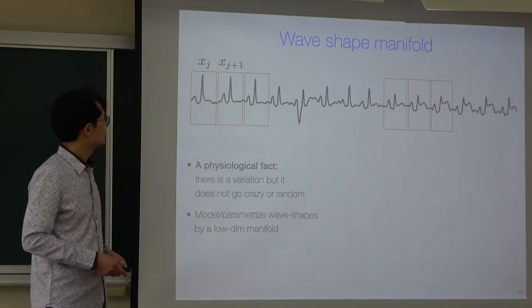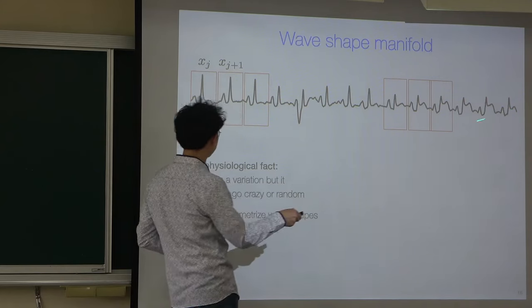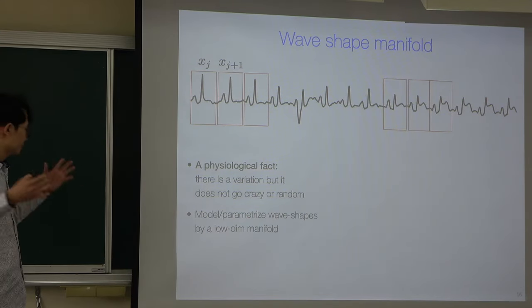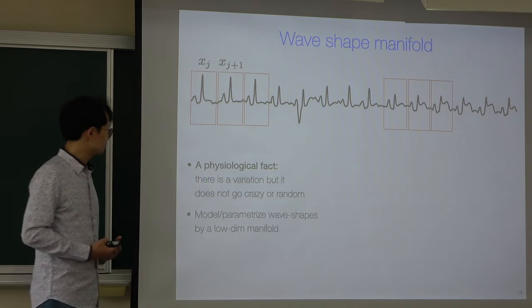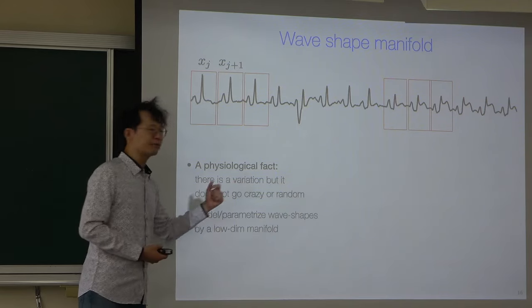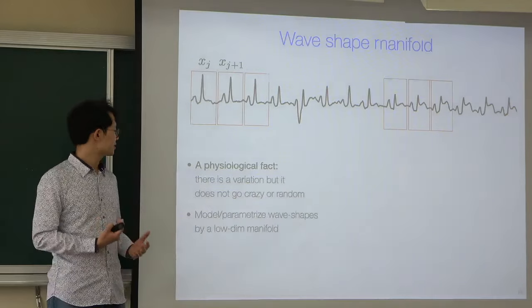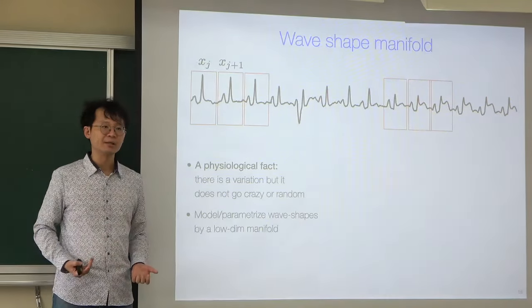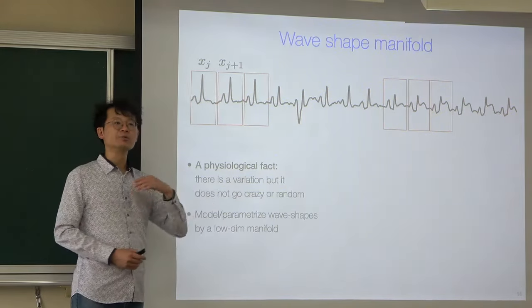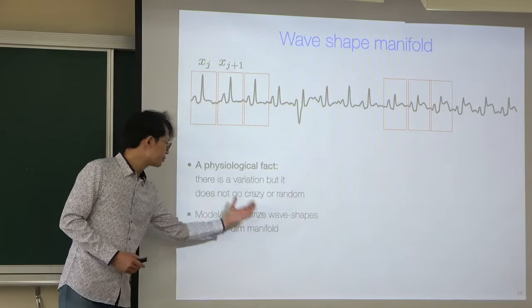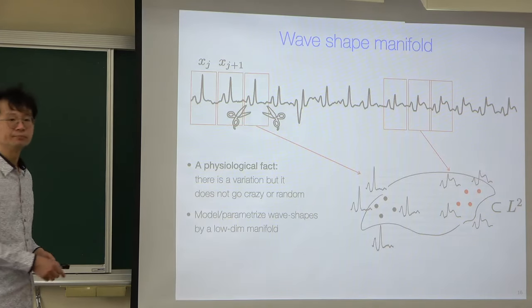And then where is the manifold? What you do is look at this signal again. We take two facts about our physiological dynamics into account. First, there is a variation. Everyone has a variation, there is a dynamics inside our body. But this dynamics is not crazy or totally random. It follows some rules. So we can take this rule into account and parameterize the wave-shape function by a low-dimensional manifold in this way.